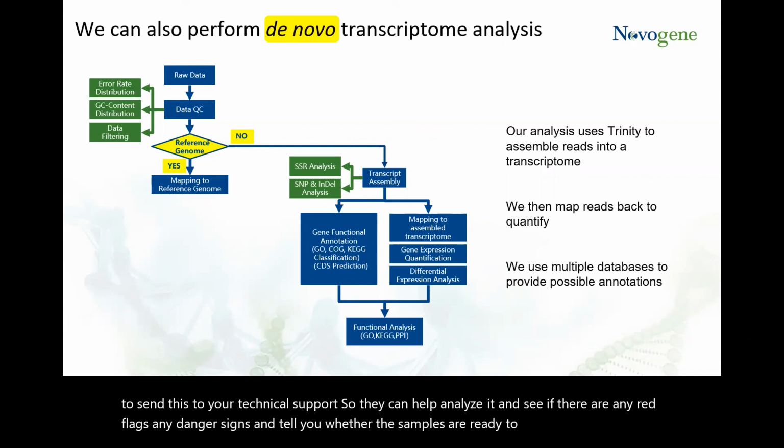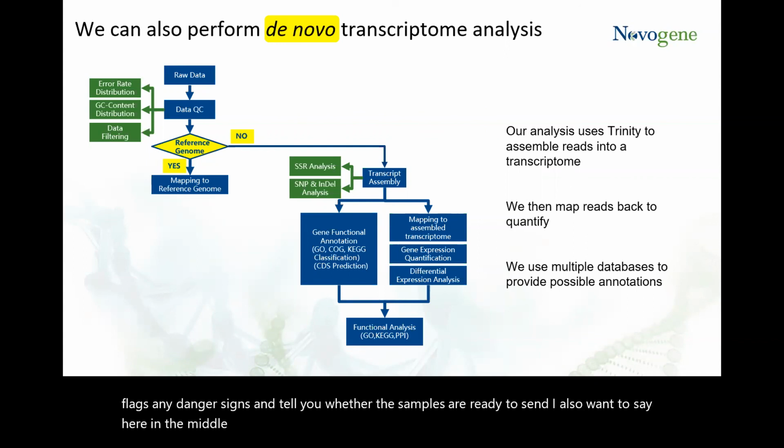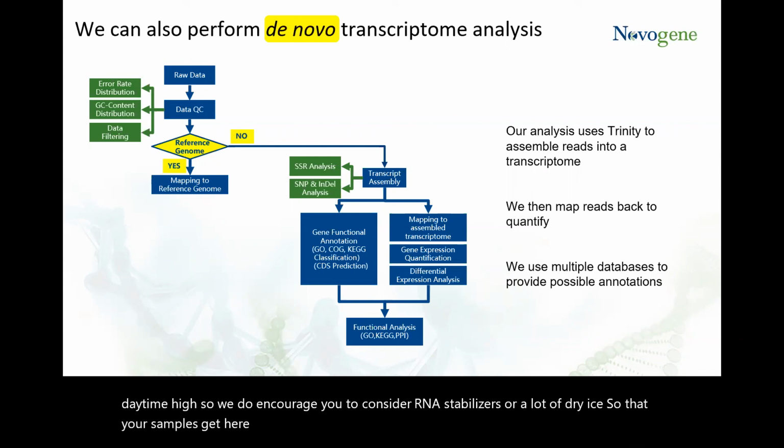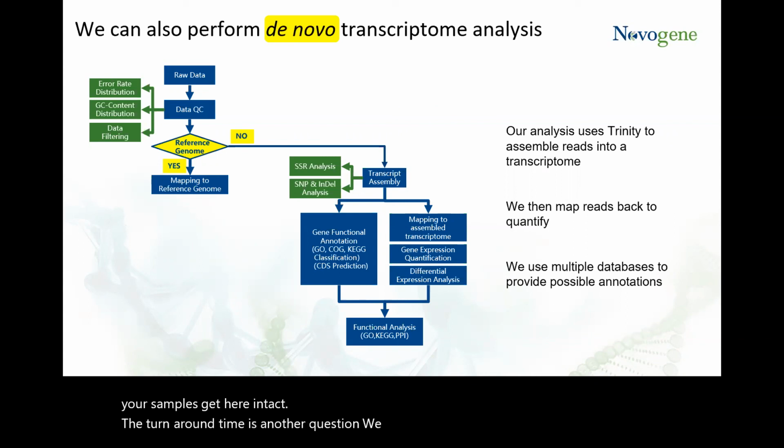I also want to say here in the middle of California, it's getting very hot. We're already at 42 degrees today for our daytime high. So we do encourage you to consider RNA stabilizers or a lot of dry ice so that your samples get here intact. The turnaround time is another question we have for 10 samples, for example.